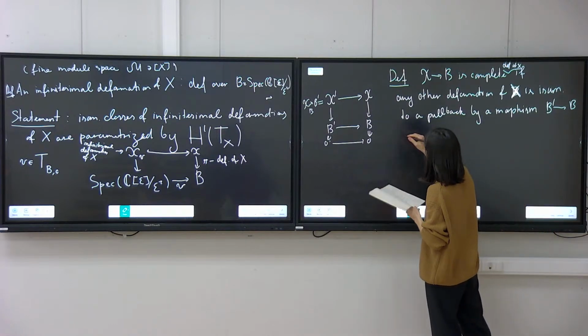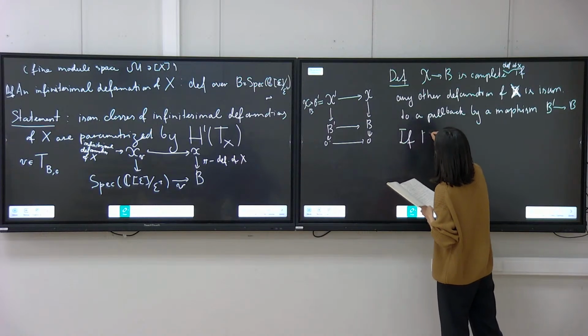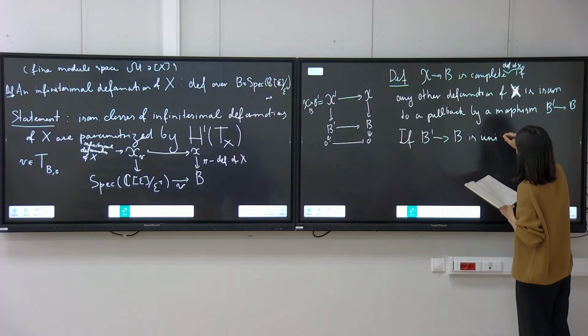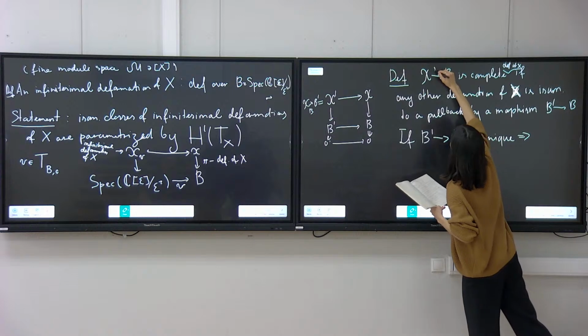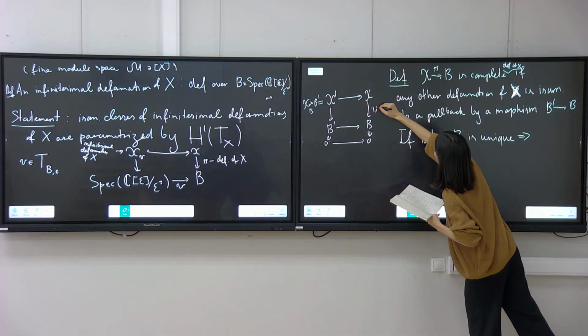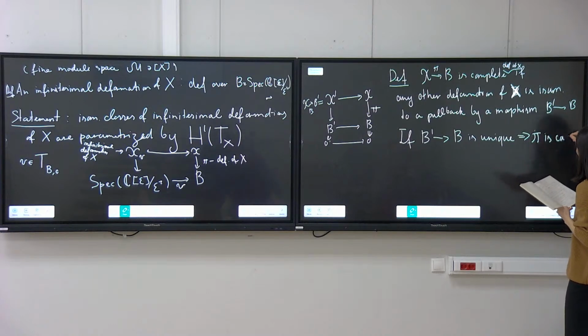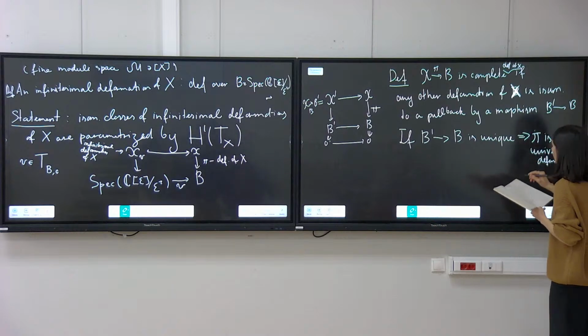Now, if this map is unique, then pi is called universal, as usual. Then pi is called a universal deformation.